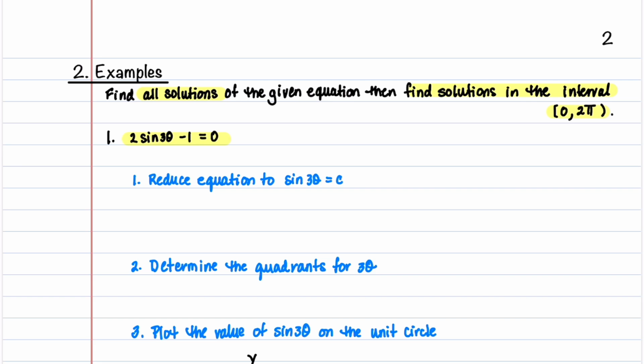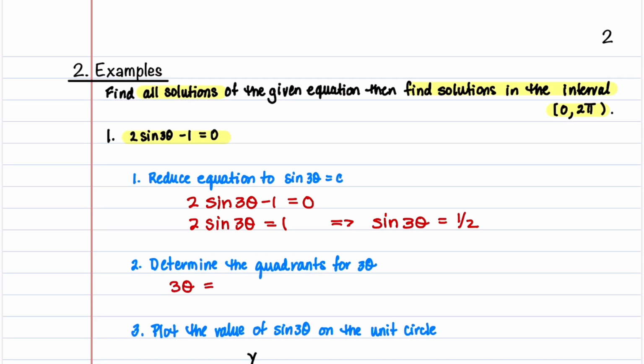Our first step is to reduce this equation to sine 3 theta is equal to a constant. We'll start with 2 sine 3 theta minus 1 is equal to 0. We'll take the 1 over to the right-hand side. So we have 2 sine 3 theta is equal to 1. And if we divide each side of the equation by 2, we get sine 3 theta is equal to 1/2. Our solution is 3 theta is equal to the arc sine of 1/2.